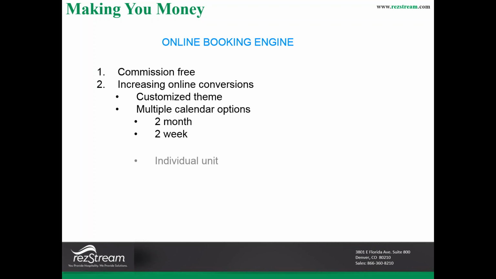Right? The third calendar option that we offer is an individual unit calendar. So for those of you that have individual units and you have those individual units displayed as unit detail pages on your website, it sure is nice to be able to see the inventory of that particular unit instead of just dropping them in a booking engine and showing all of their available units. That doesn't really make sense. So I want to show that to you as well.